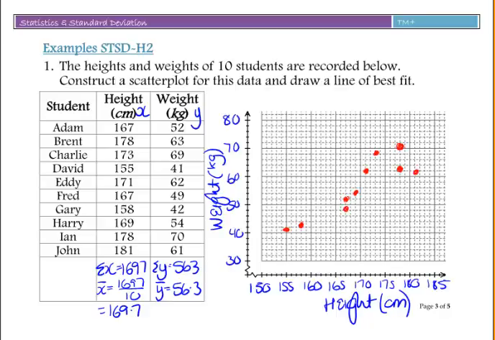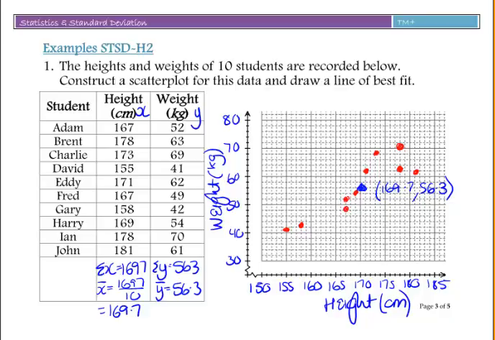Okay, so you can see all my dots there for my scatter plot. I need to put in my mean, which is 169.7, so approximately 170, and 56.3, which is approximately 56. So that's going to be about there. I'm going to put a triangle, and that is 169.7, 56.3.